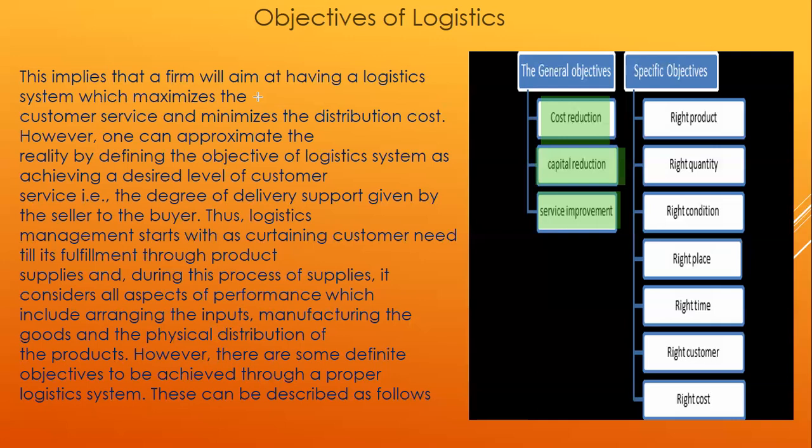However, there are some definite objectives to be achieved in a proper logistic system, which you can see on the screen. These are the basic objectives to understand. So we have tried to understand the objectives of the logistic system. In simple language, the objective is to get the maximum profit, and the activities you need to do are the objective. For example, you open a small shop. Your objective is to get more profit.